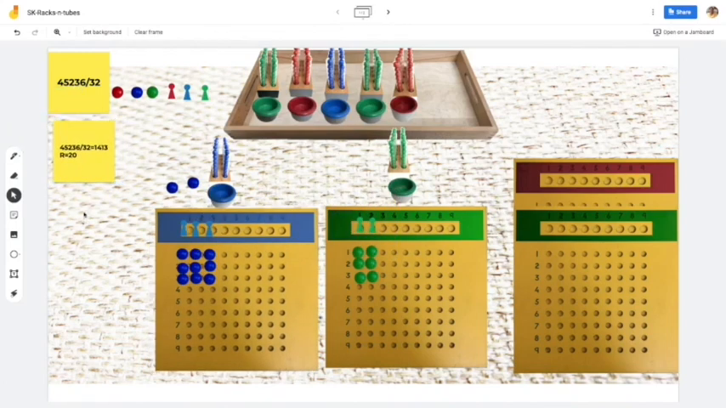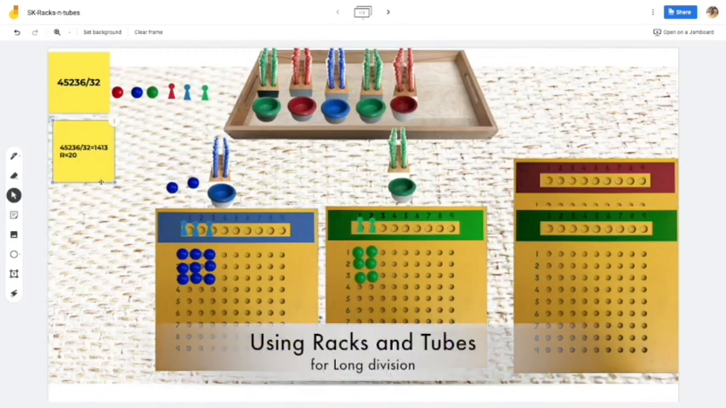So we have the final answer as 45,236 divided by 32 is 1,413 with a remainder of 20.